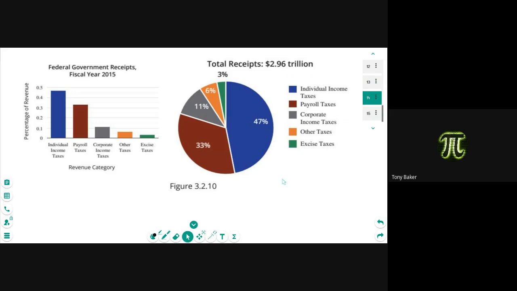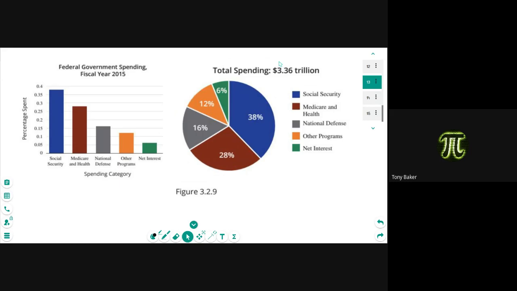And this is the revenue. So this is where the money's coming from. So individual income taxes, payroll taxes, that's your FICA and Social Security. Corporate income taxes, other taxes, and excise taxes. Those are like your capital gains and those type of things. But notice $2.96 trillion, $3.36 trillion, which means we did not bring in enough money to pay for what we spent. Therefore, it goes to the deficit, which is increasing exponentially on a regular basis.